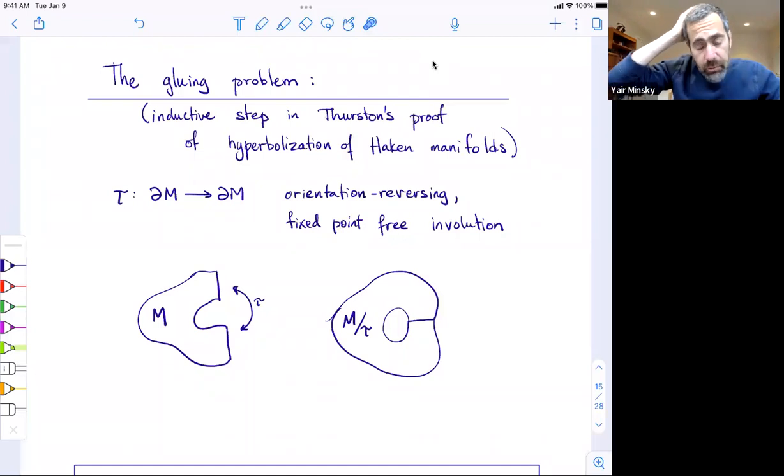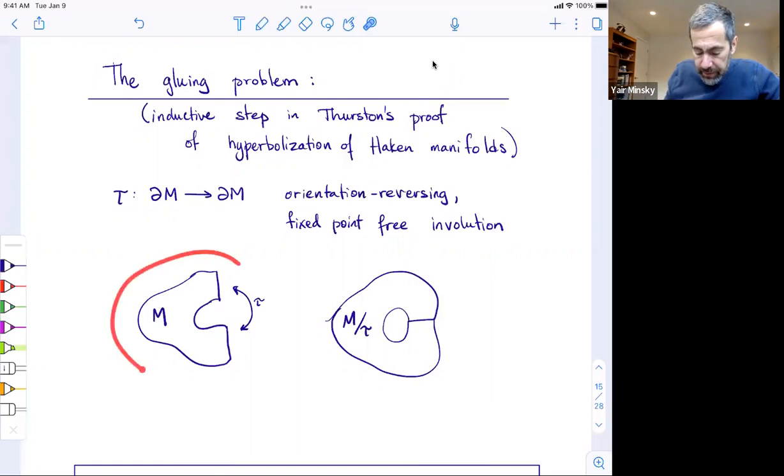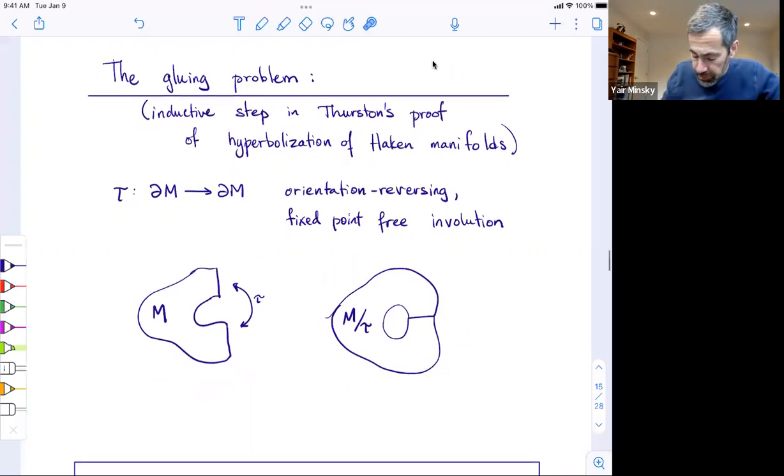Okay, so what Thurston wants to do in his proof is to show that if you know what happens here, if you have hyperbolic structures here, then you can arrange for this one to have a hyperbolic structure. It's a gluing operation. So here's the theorem.